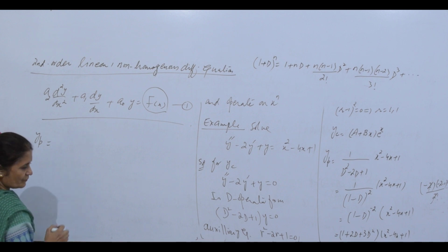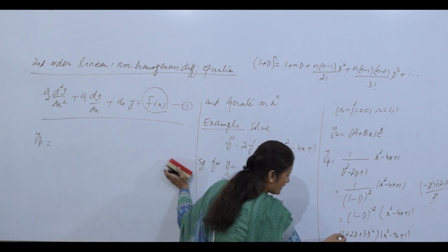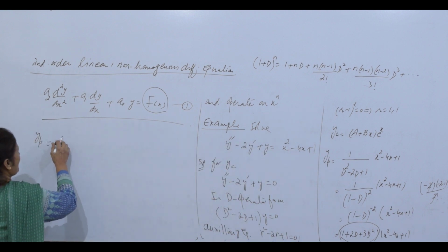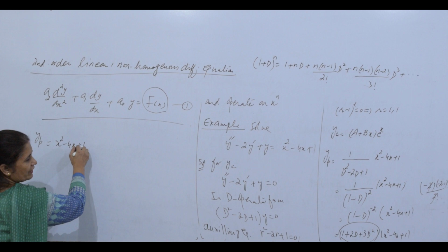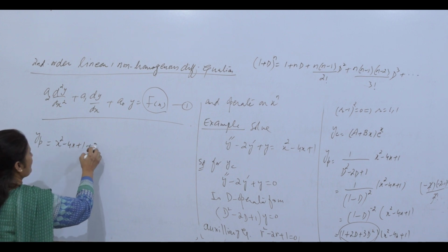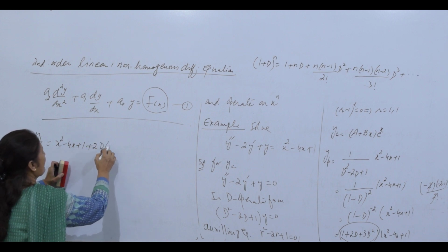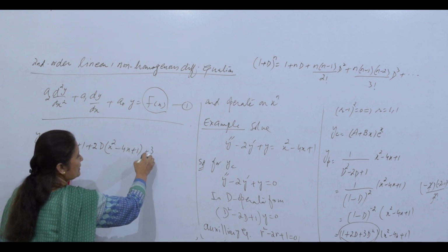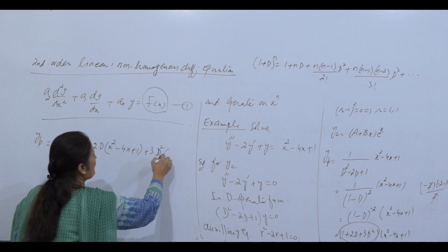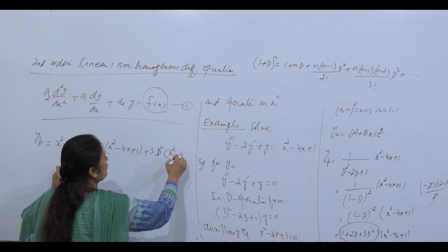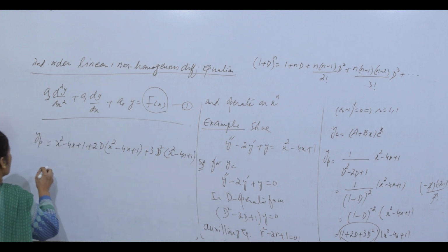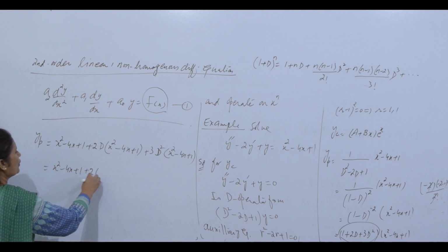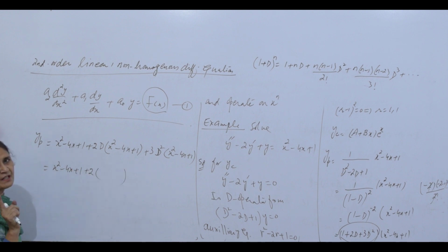So yp will be this. I have to operate this on this polynomial. So 1 is multiplied, which is x square minus 4x plus 1, plus 2 times D of x square minus 4x plus 1, plus 3 times D square of x square minus 4x plus 1. Let me simplify. x square minus 4x plus 1 plus 2. Now, capital D means d by dx.